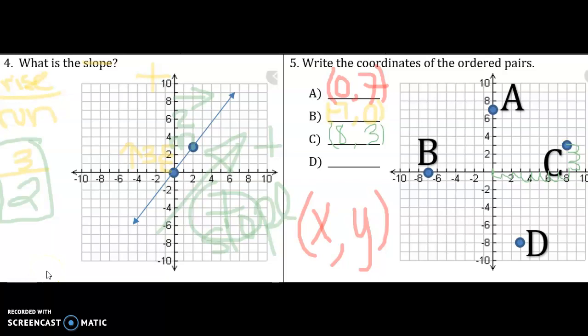Okay, so for this last part, remember, we start at the origin. So to get to D, we need to travel right, 1, 2, 3, and then to get down to D, 1, 2, 3, 4, 5, 6, 7, negative 8. And I know that's negative because we traveled down. So the ordered pair of D would be at positive 3 because we traveled right, and then negative 8.